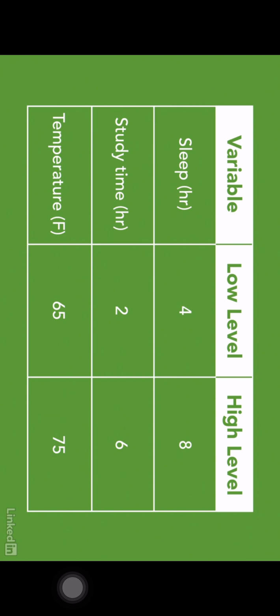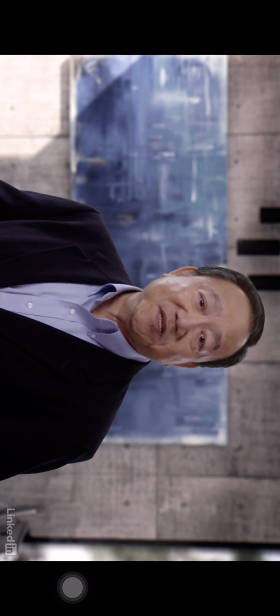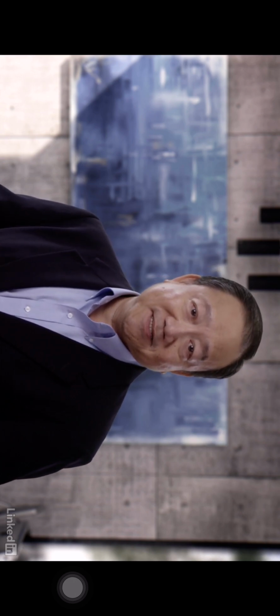For example, to determine the effects of sleep, study time, and exam room temperature on test scores, a 2^3 factorial design was conducted. Here are the settings for the three variables. The experiment was run twice, so we say that there were 2 replicates.